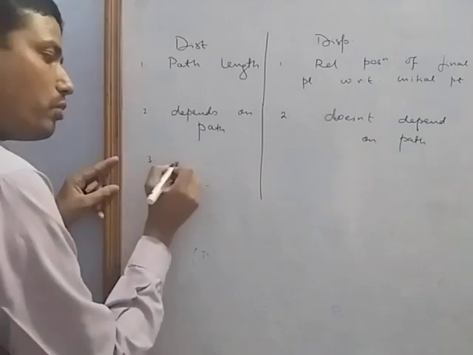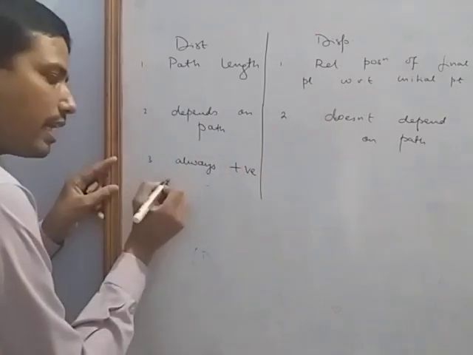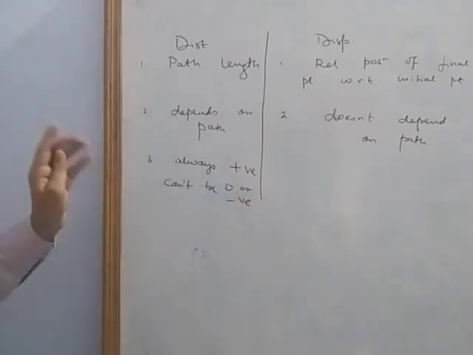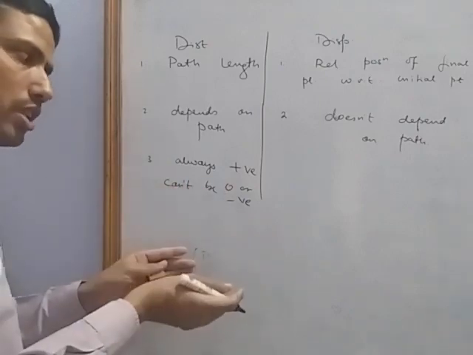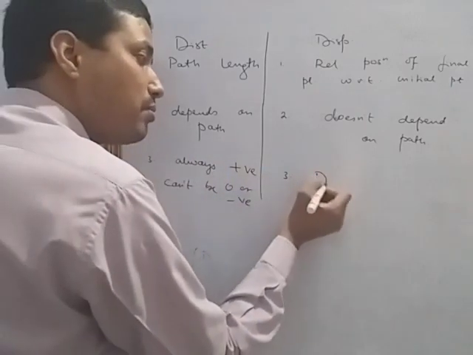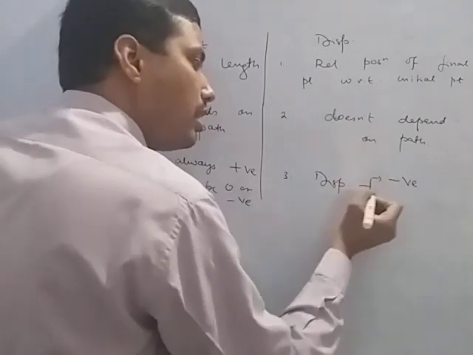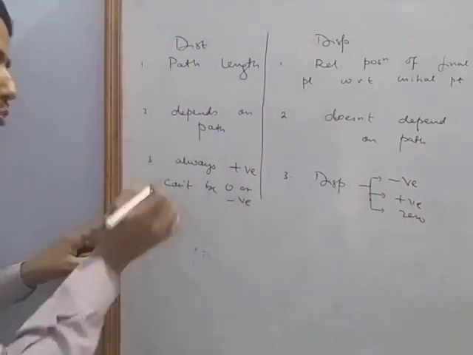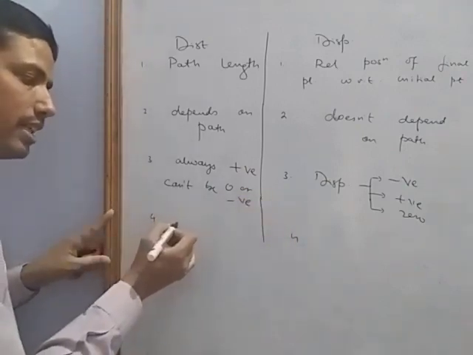Distance, we have seen, is always positive. It cannot be 0 or negative. If there is no motion, distance can be 0. But if there is some motion, distance cannot be negative, it cannot be 0, it has to be positive. But displacement, even when the object has moved, can be negative, it can be positive, and it can be 0. And the most important of all, distance has nothing to do with direction, it has only value.